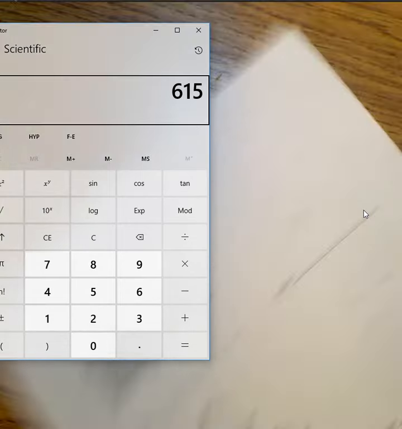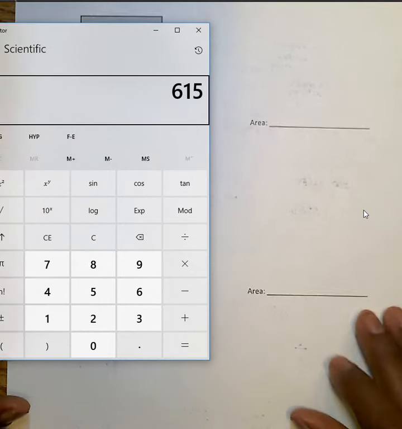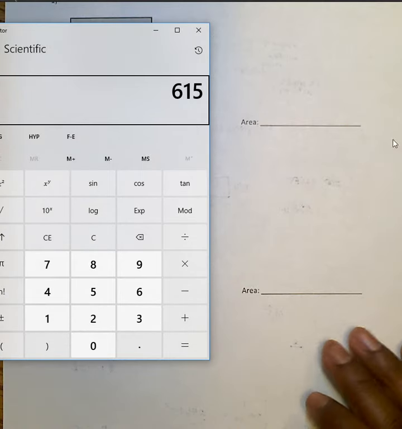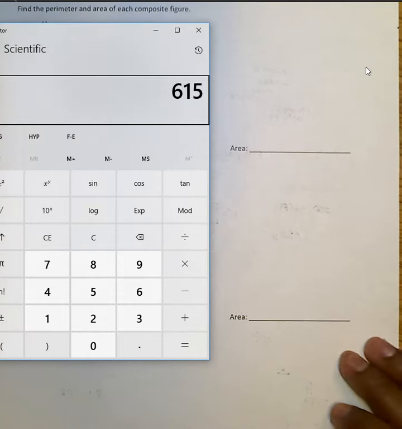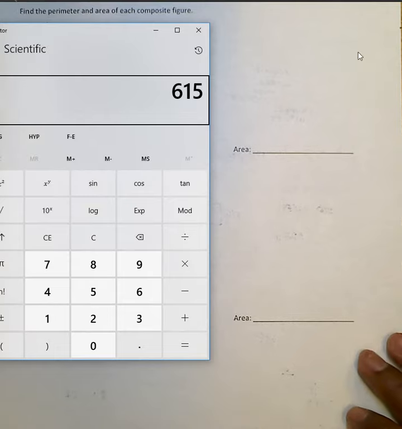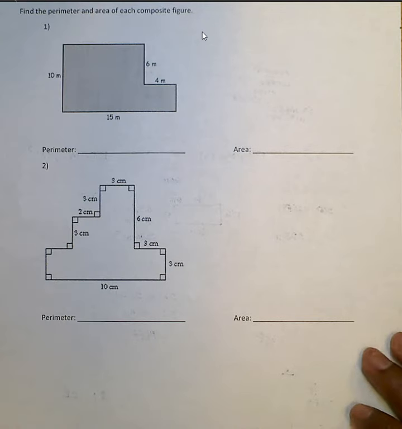Alright, so let's look at the back side, and we'll start looking at some composite figures, because hopefully you understood and remember rectangles a little bit. Just thinking through how we're going to make sure that we double check our work and can find the perimeter and area of these figures. So, composite figures: find the perimeter and area of each composite figure.